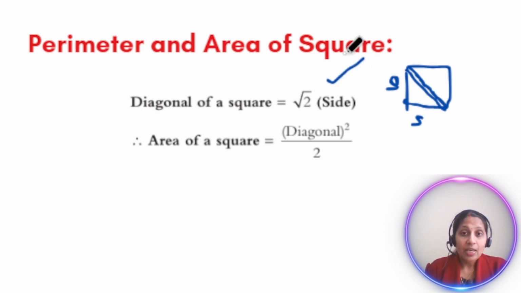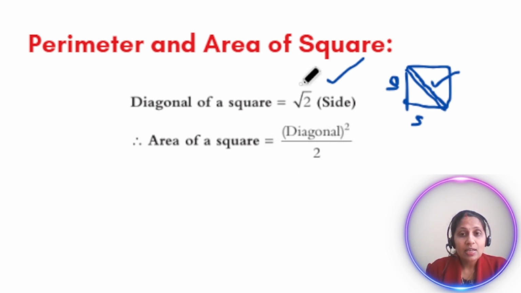times side. So whenever you want to refer, you can just save this video and refer to it whenever you need it. Okay? And if they have given you the diagonal value and are asking you to find the area, then you can use this formula. Area of a square is nothing but diagonal squared by 2.